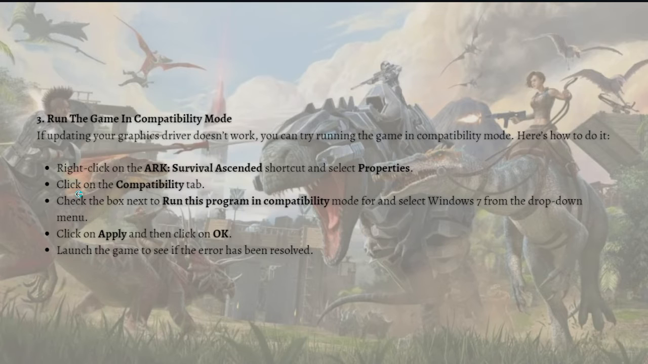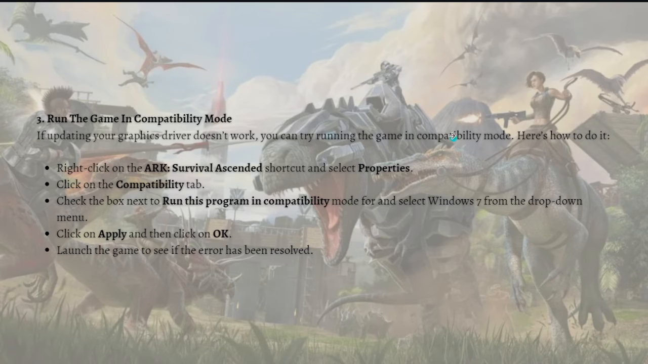And then next is to run the game in compatibility mode. If updating your graphics driver still doesn't work, you can try running the game in compatibility mode. So here are the steps on how you can do it. Right click on the ARK Survival Ascended shortcut and select Properties, and then click on the Compatibility tab and check the box next to Run this program in compatibility mode for, and select Windows 7 from the drop-down menu, click Apply, and then click OK, and launch the game to see if the error has been resolved.